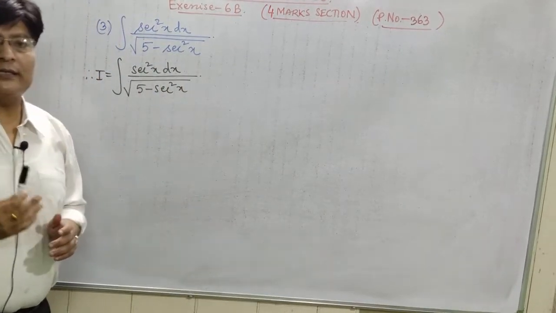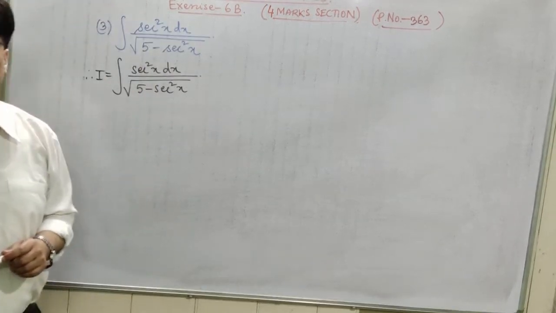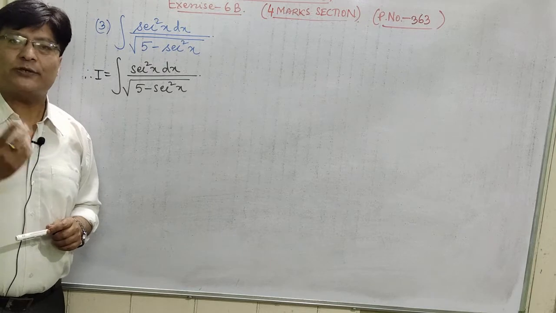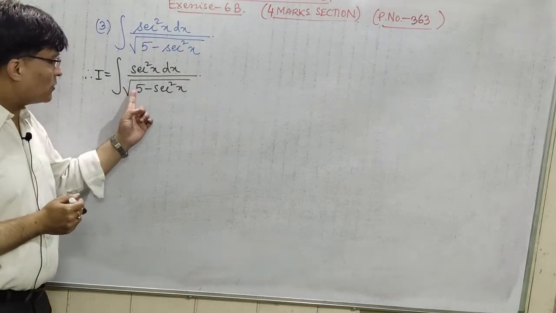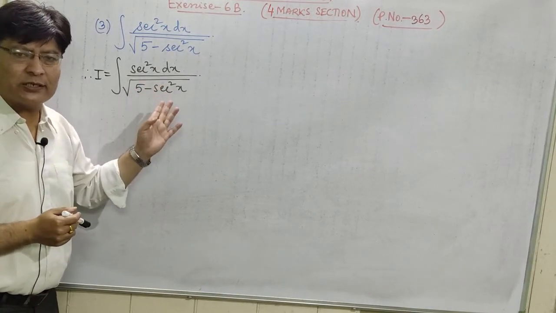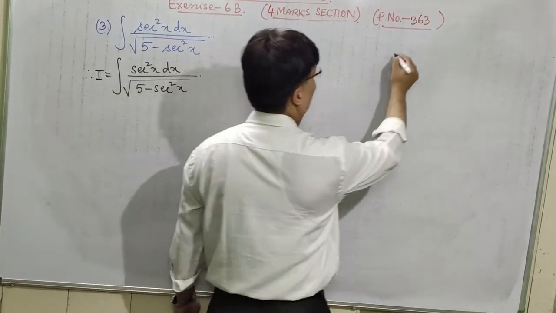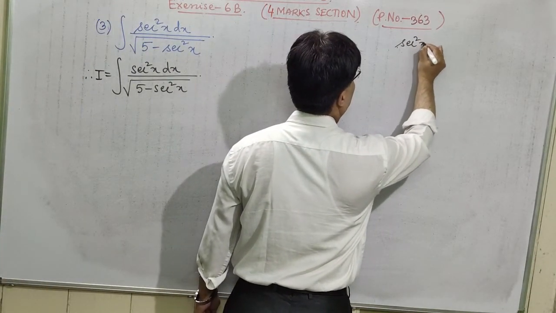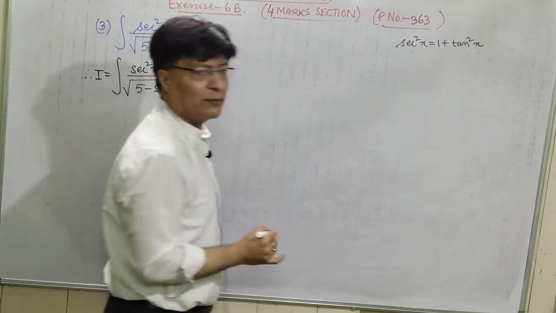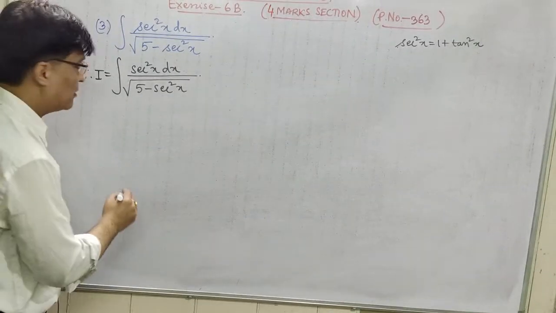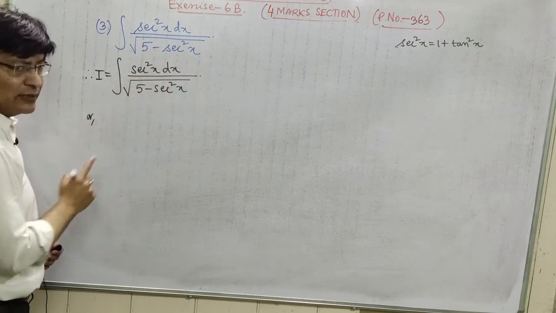Now in the numerator there is sec square x. Now you should know differentiation of which function is sec square x? That is your tan x, isn't it? Differentiation of tan x is sec square x. So let us convert this sec square x, which is in the denominator, in terms of tan square x. So what is the formula for sec square x in terms of tan x? You know this formula. Sec square x is equal to 1 plus tan square x. You should know this formula, right? This is from class 10. You have done this formula in class 10.